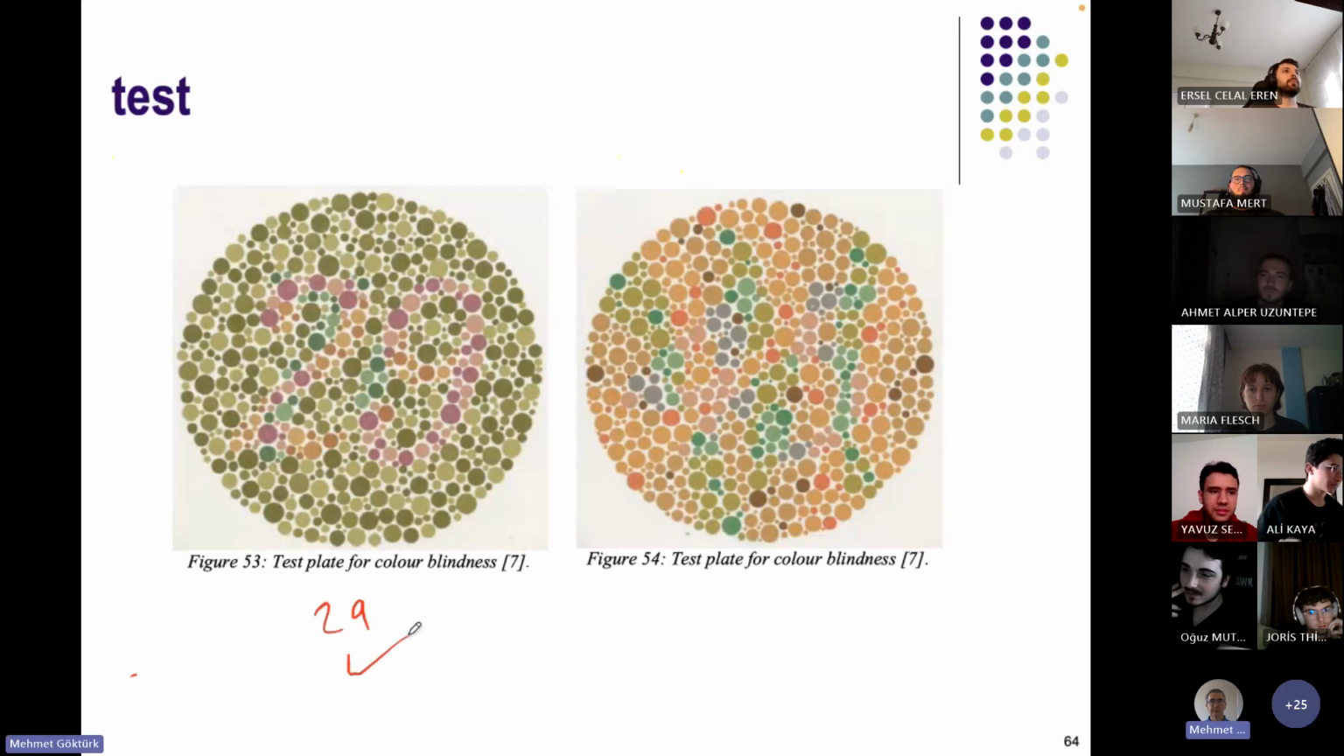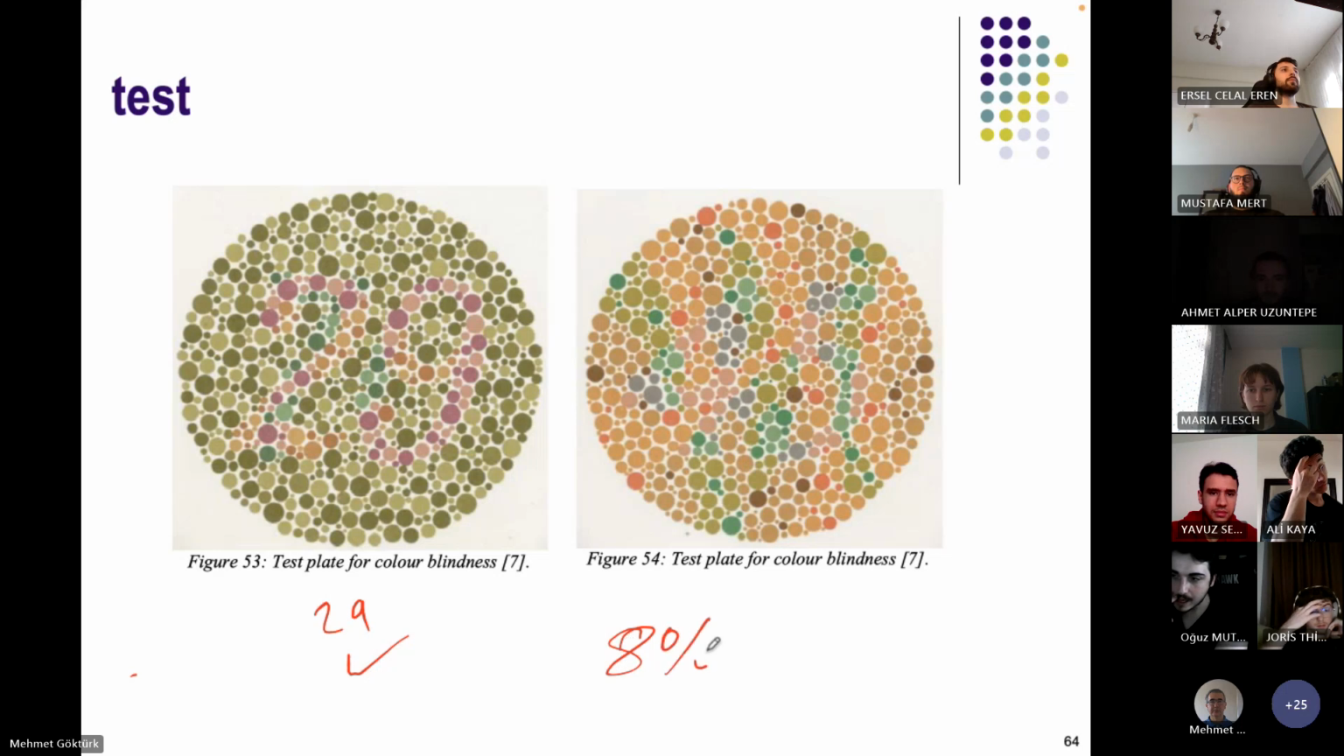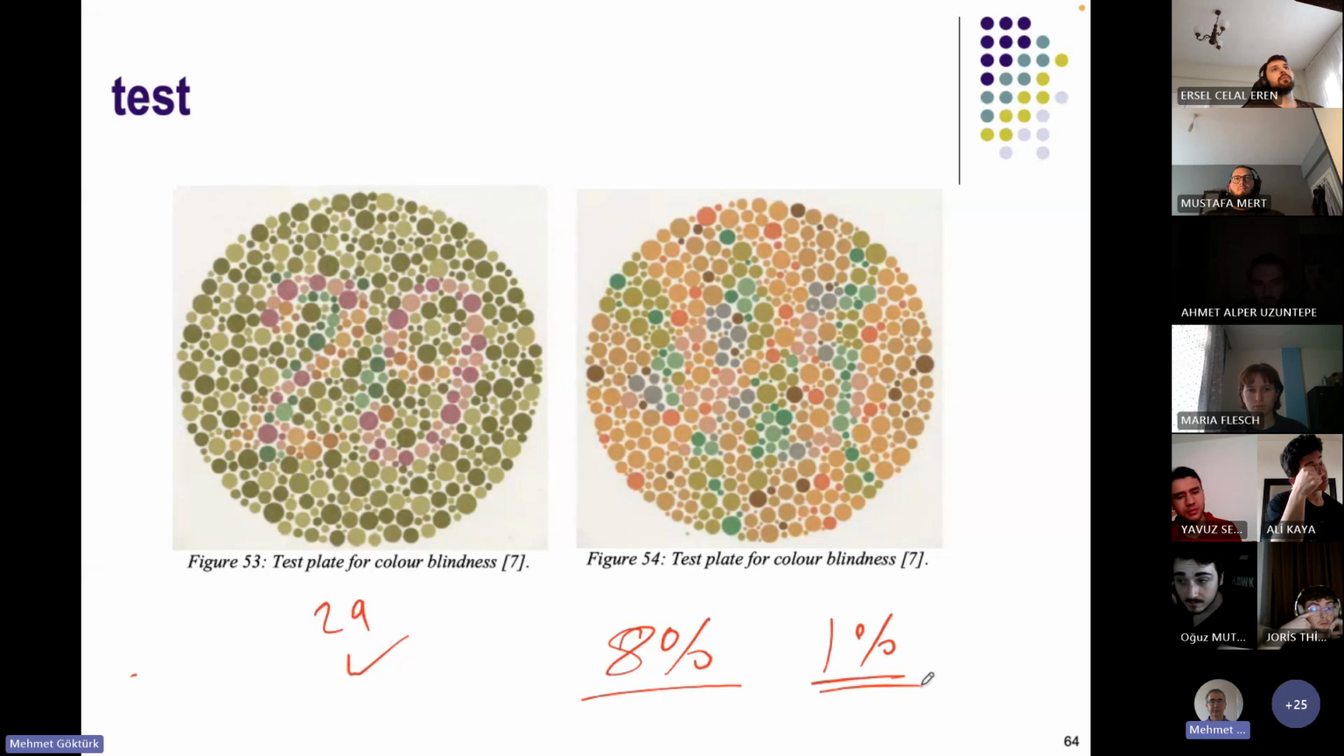So the outcome of this is 8% of the man population and 1% of the woman population is colorblind. So we cannot rely on color in our interfaces all the time. We have to use color as an additional factor, not the only factor, because they are colorblind.